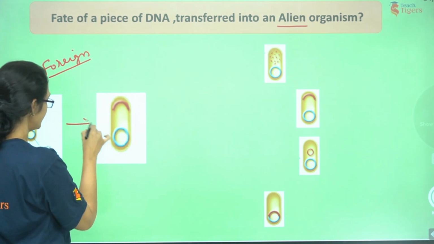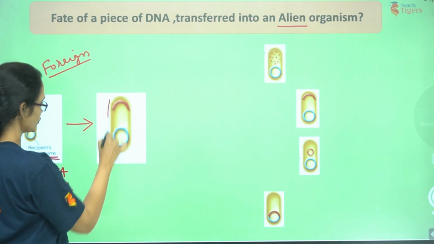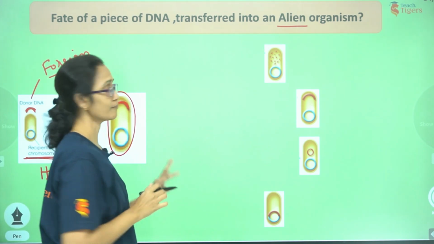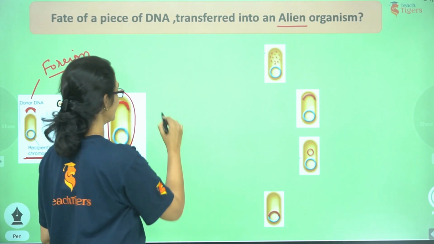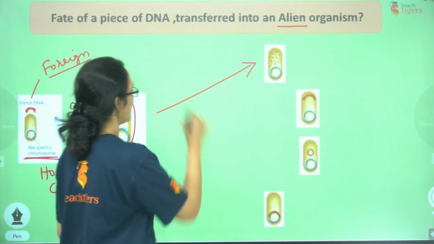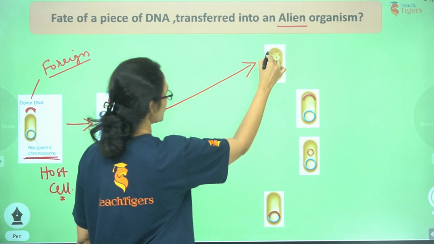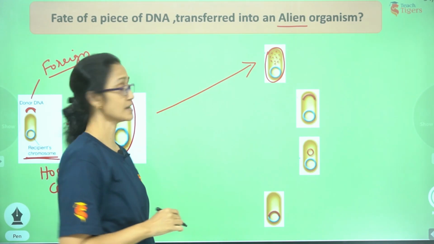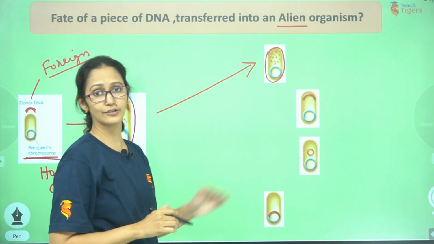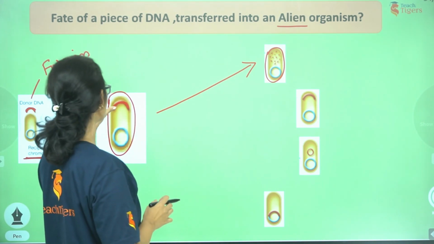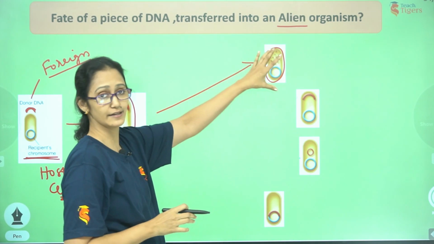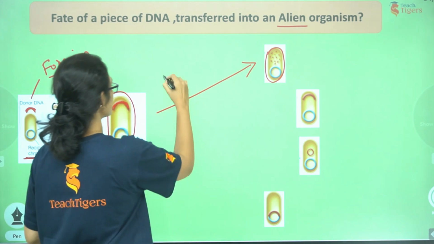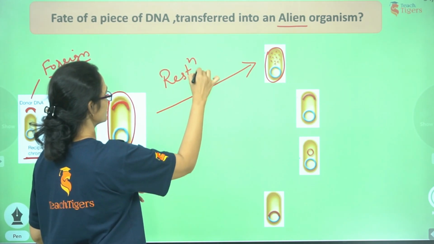So as you can see here, it was somehow able to enter into the host organism. But after its entry, there are four major possibilities. Number one, as soon as it enters, the host will have certain enzymes called restriction enzymes, and these enzymes will digest the foreign DNA into fragments. That is, as soon as a foreign piece of DNA enters into a bacterial cell, the bacterial enzymes will break the foreign DNA into bits, and that process is called restriction digestion.